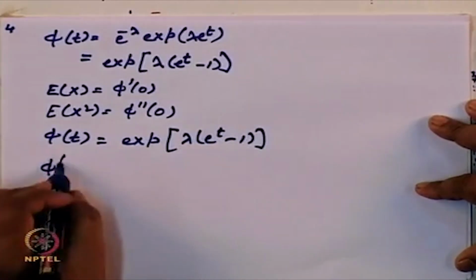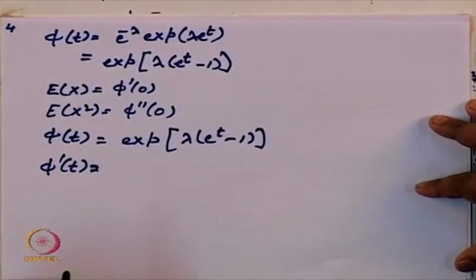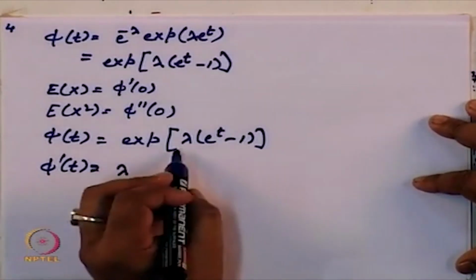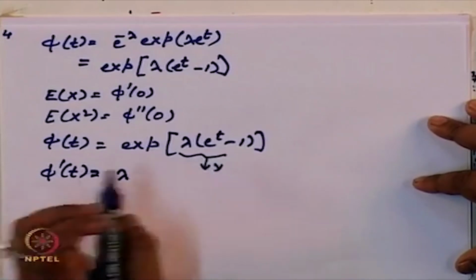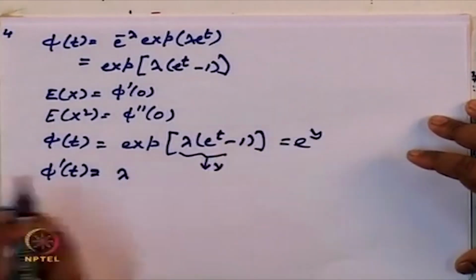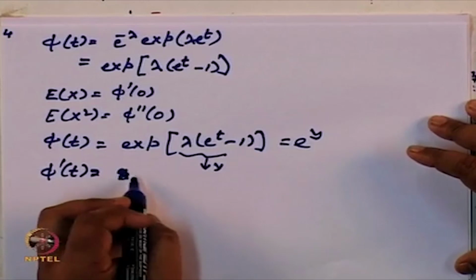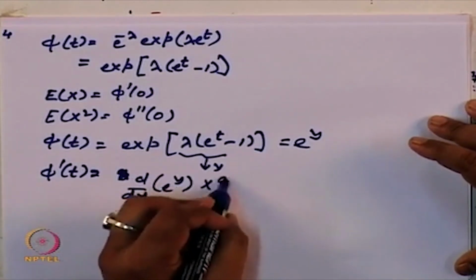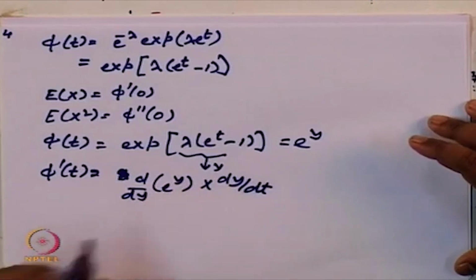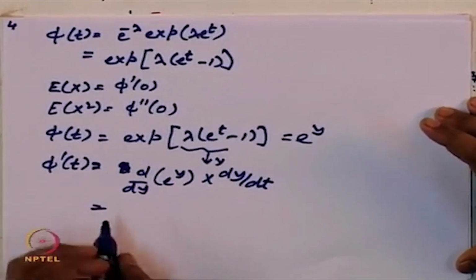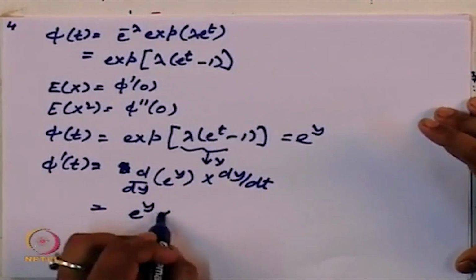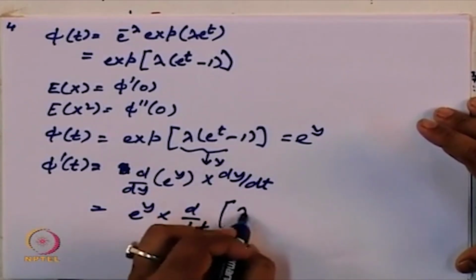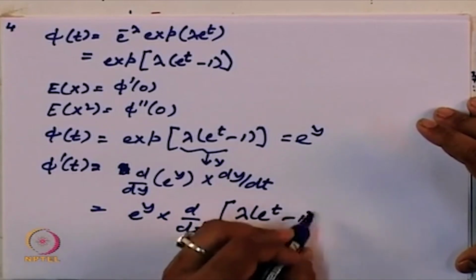So, phi prime of t will be, if you consider this exponent as y, then this is e to the power y. So, phi prime of t is equal to d dy of e to the power y into dy dt. The first term will return e to the power y, and dy dt is d dt of lambda into e to the power t minus 1.